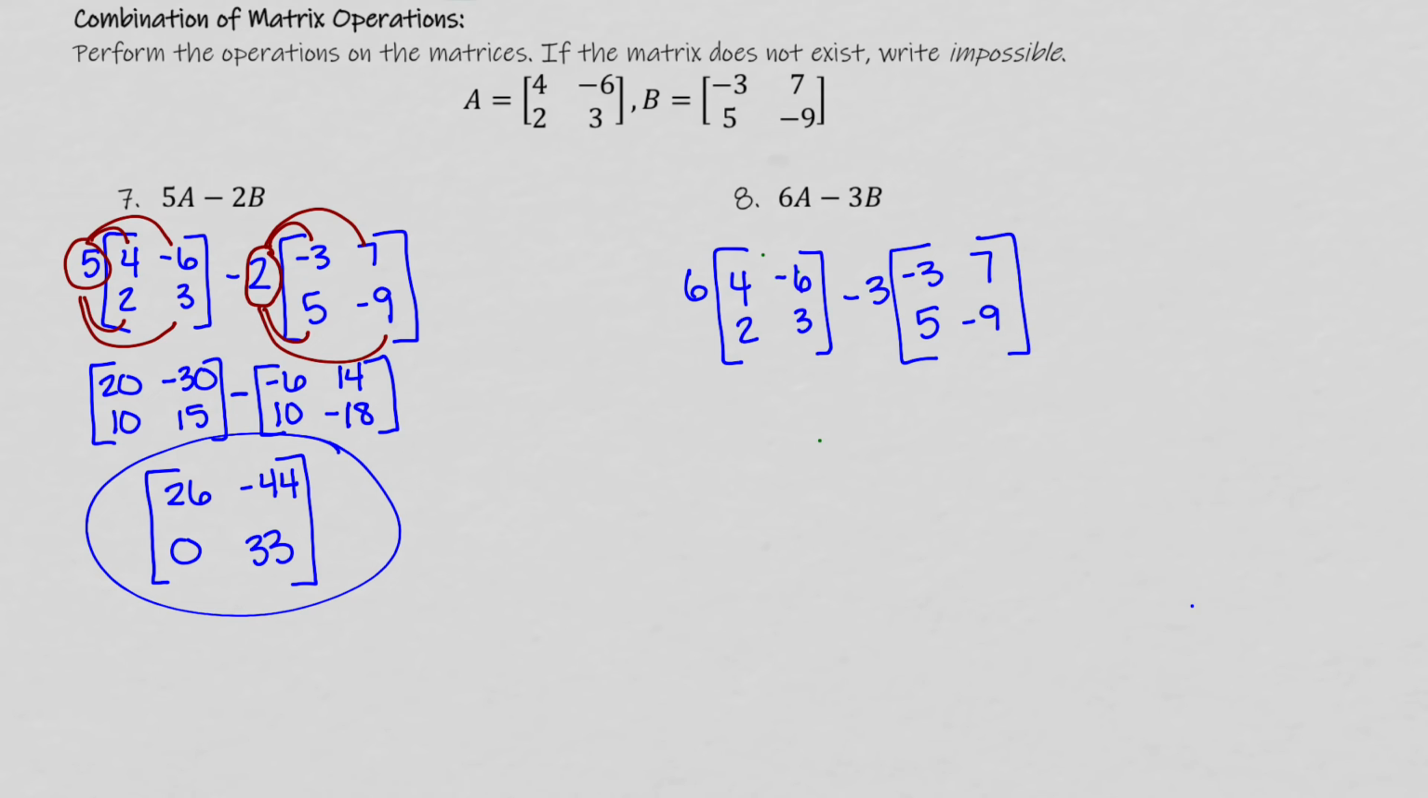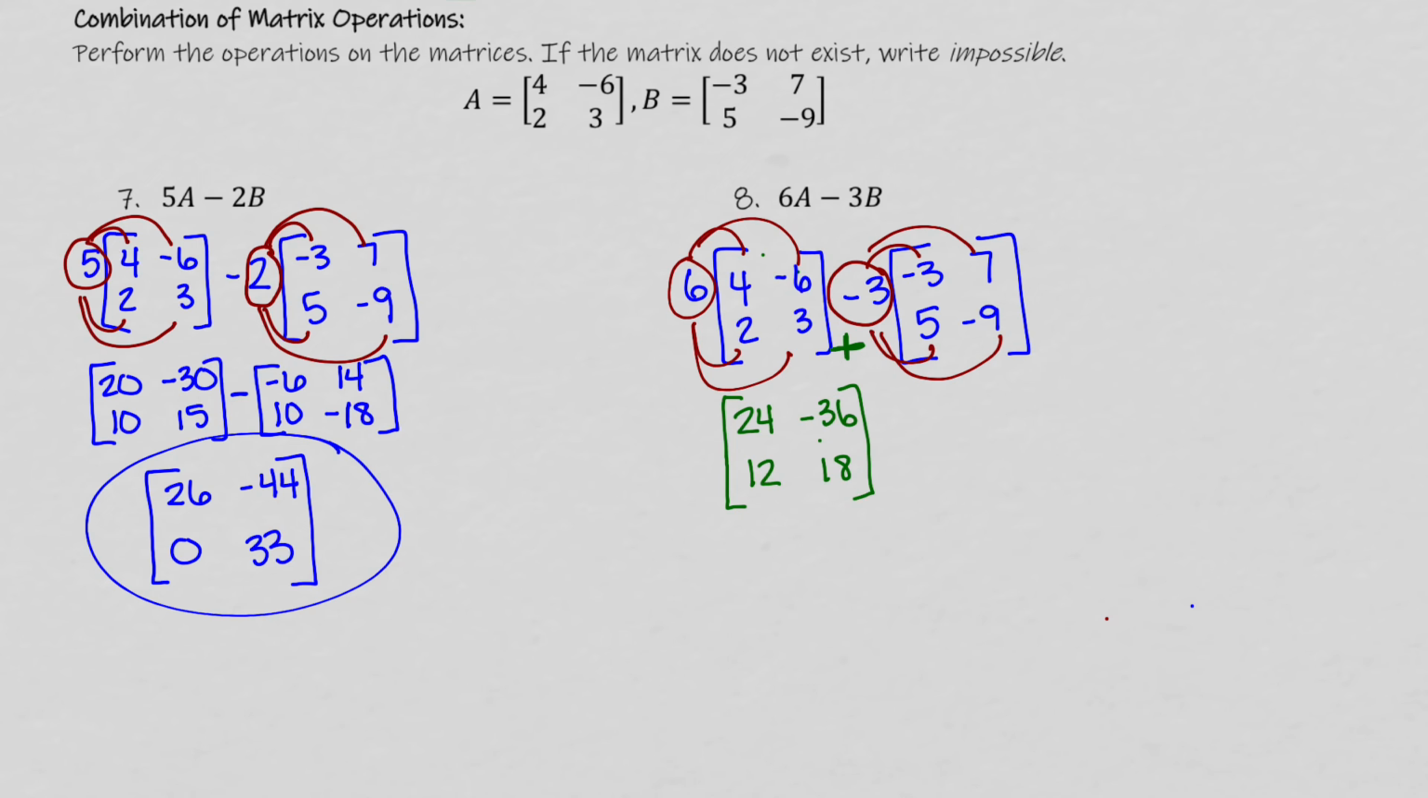Okay, so this time, yes, this 6 multiplies everything in this matrix. This time I'm going to use the negative as well and distribute it inside. This is the other method. But when you do that, the sign in between changes to a plus because you moved the negative inside. Okay? So when I rewrite these, I'm going to multiply 6 times matrix A, so I get 24, negative 36, 12, and 18. Now I have a plus because I'm multiplying negative 3 times everything inside.